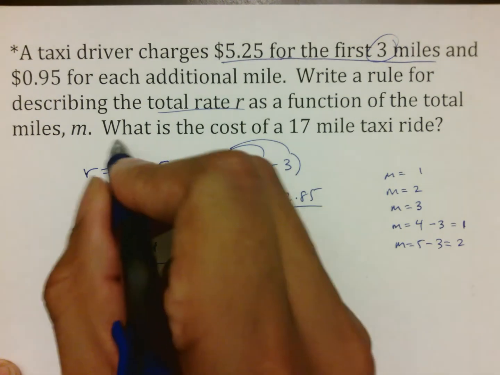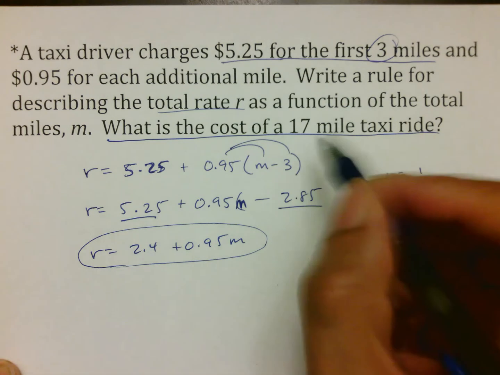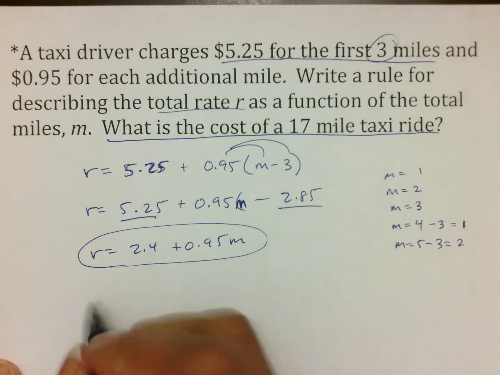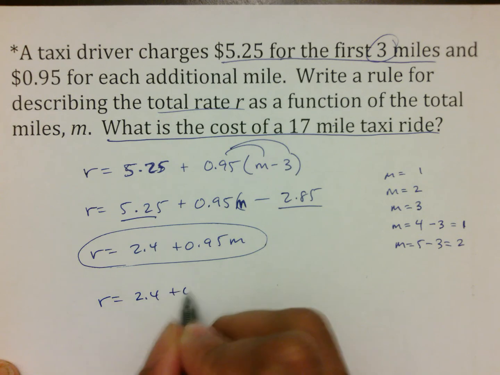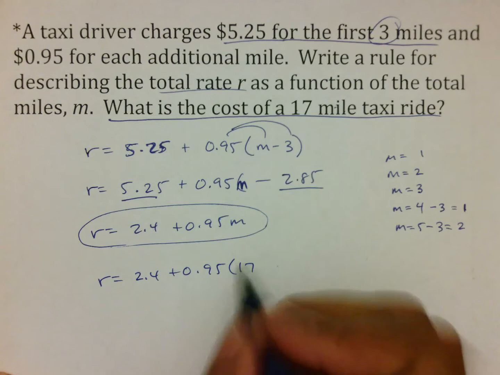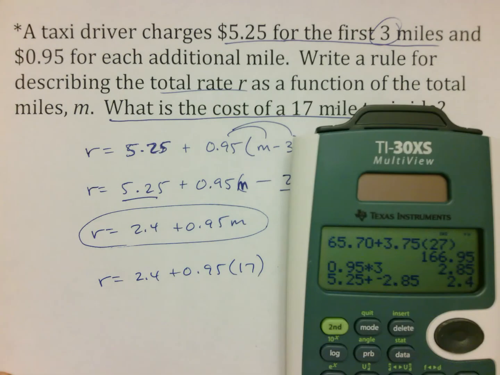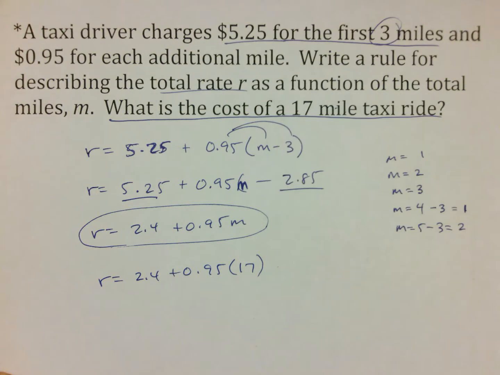But notice that we have a second question which says, what is the cost of a 17-mile taxi ride? Again, 17 miles means put 17 in for M, and so we do R equals 2.4 plus 0.95 times 17, which again is something we should be able to just type in. And we get the answer of 18.55.